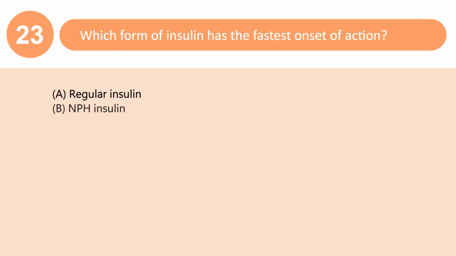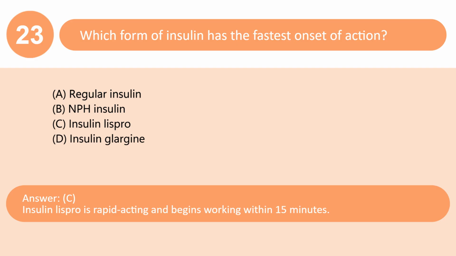Which form of insulin has the fastest onset of action? A. Regular insulin, B. NPH insulin, C. Insulin Lispro, D. Insulin Glargine. Answer, C. Insulin Lispro is rapid-acting and begins working within 15 minutes.